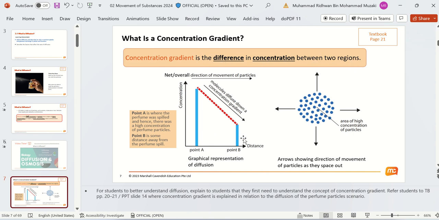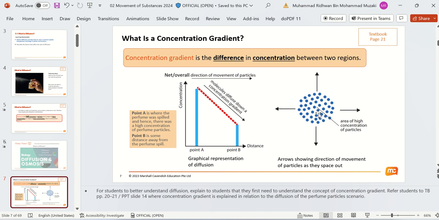From point A to point B, there is a difference in concentration, and when there is a difference in concentration, diffusion is possible. So we can have particles moving from a region of higher concentration to a region of lower concentration, down the concentration gradient, just like a person sliding down the slide of the playground. Always go down here.